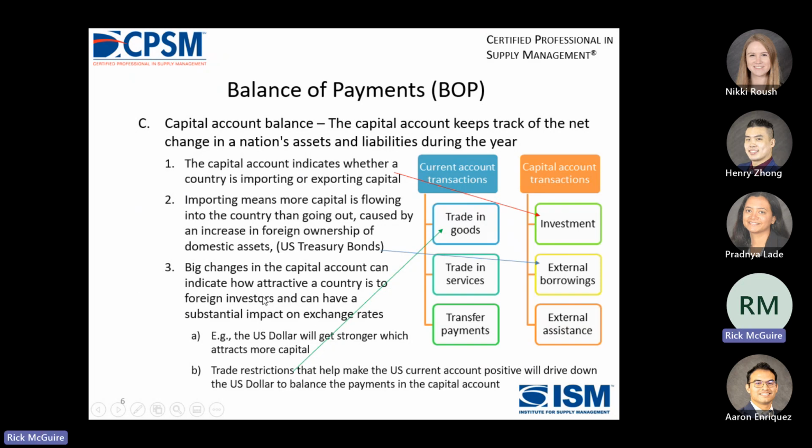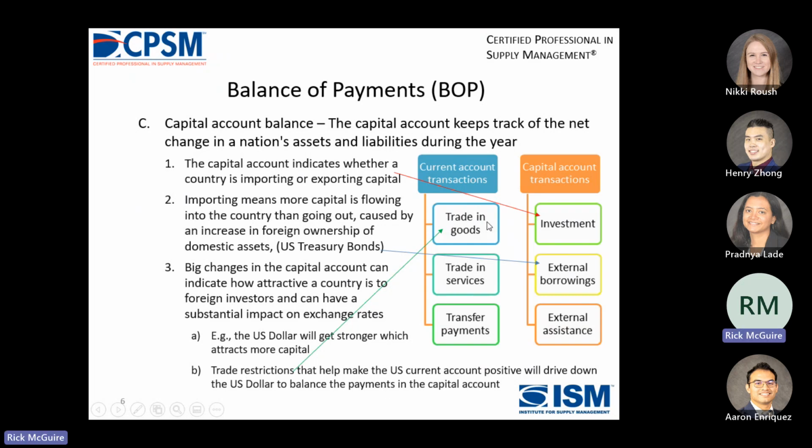And big changes in the capital account can indicate how attractive a country is to foreign investors and can have a substantial effect on exchange rates. So the US dollar will get stronger, which attracts more capital on this side. And trade restrictions help make the US count a positive. So if you want to drive this positive, you're going to drop the value of your dollar, which is going to drive this negative. So it's kind of a yin and a yang thing.